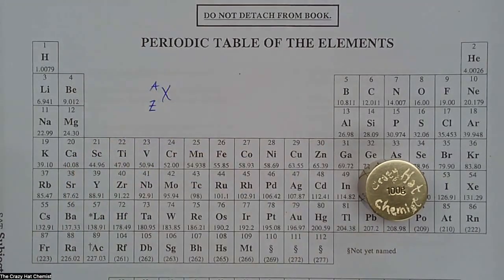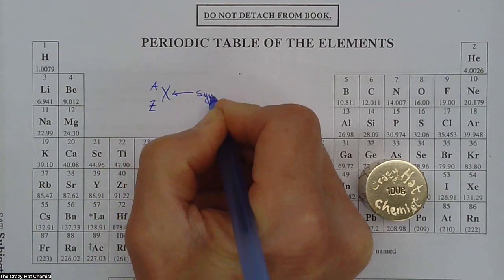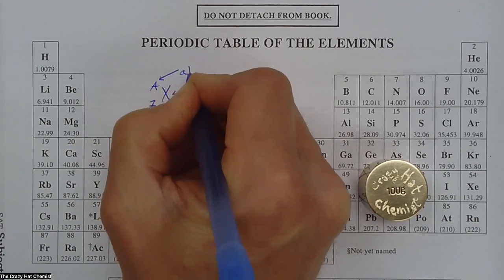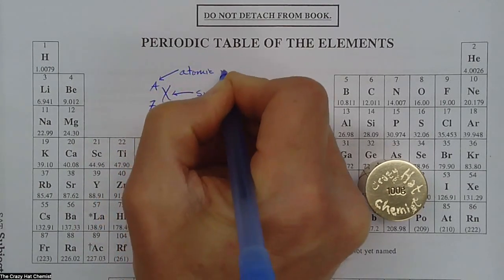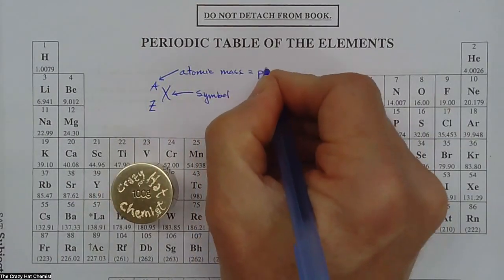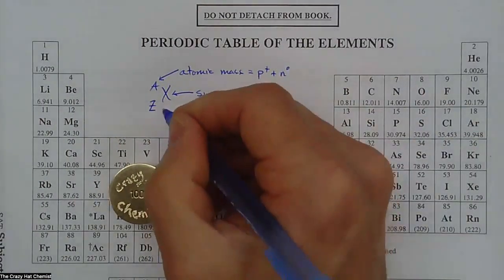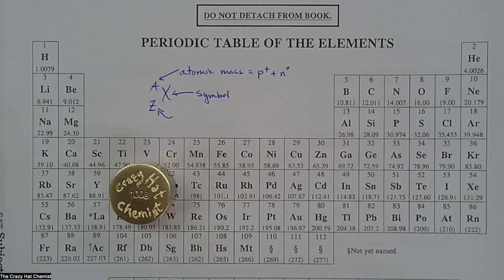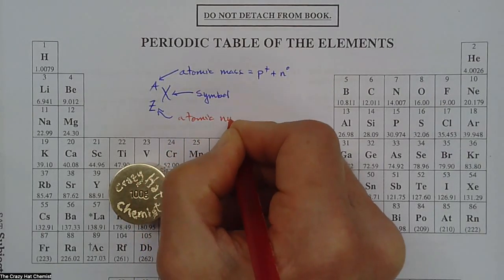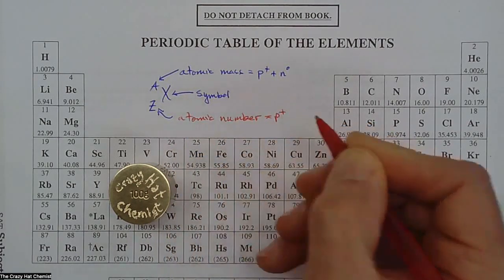And so this goes back to another unit, and this is A X Z right here. And X is the symbol of the element. A is the atomic mass, which is actually the sum of the protons and the neutrons. That is the atomic mass. And Z is going to be the atomic number. And what is the atomic number? That is the number of protons.